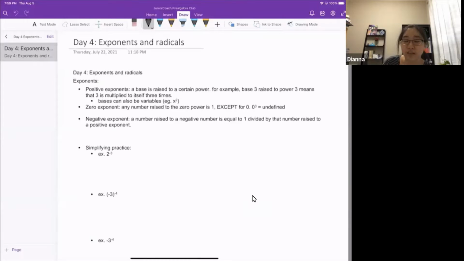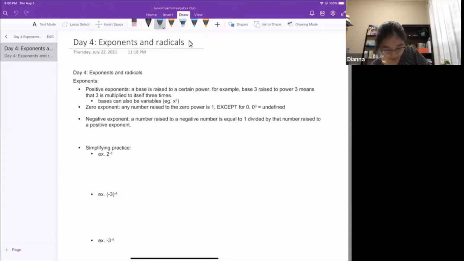So today we're going to go through learning about exponents and radicals, and I'm just going to go through some of the more basic parts of it. So I'll start going through the lesson that I have today. Okay. So for exponents, I have some definitions.